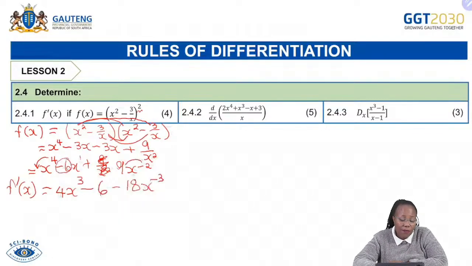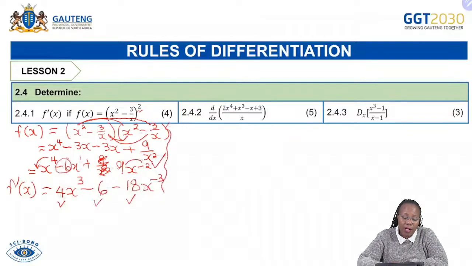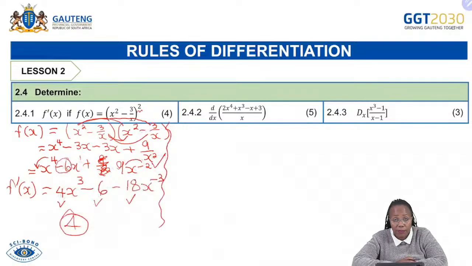And then it's 1 mark for simplified trinomial there. Second mark for the derivative. Third mark derivative. And the fourth mark for another derivative. That is why this problem is worth 4 marks, grade 12. Okay.